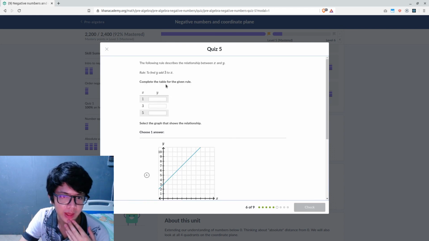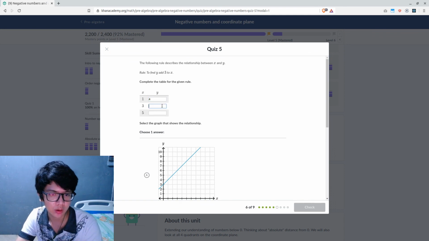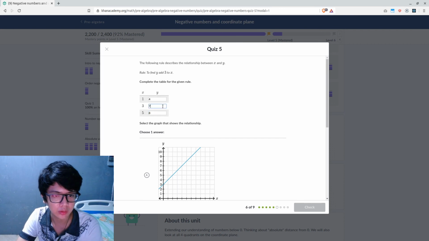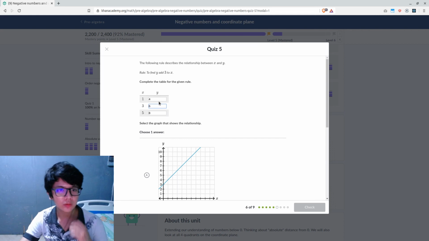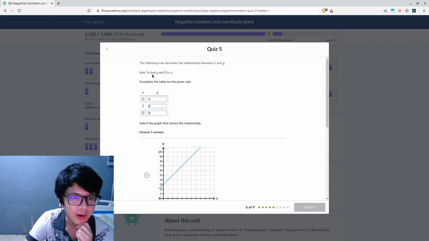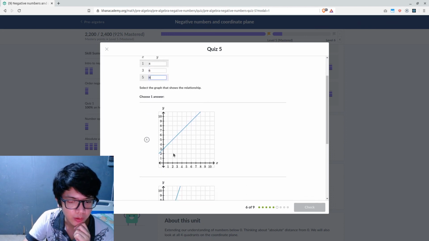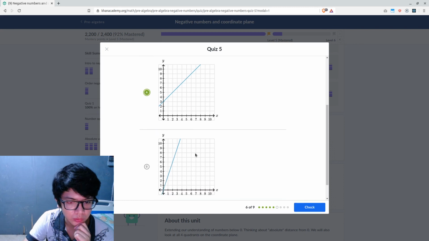To find y, add 3 to x. 4, 7, 8. Oh, 3, right? Not 4. Okay. Let's see again. Find y, add 3. 1 plus 3 is 4, 3 plus 3 is 6, 5 plus 3 is 8. So you have 1, 4, 3, 6, and 5, 8. Cool. This is 1, 3.